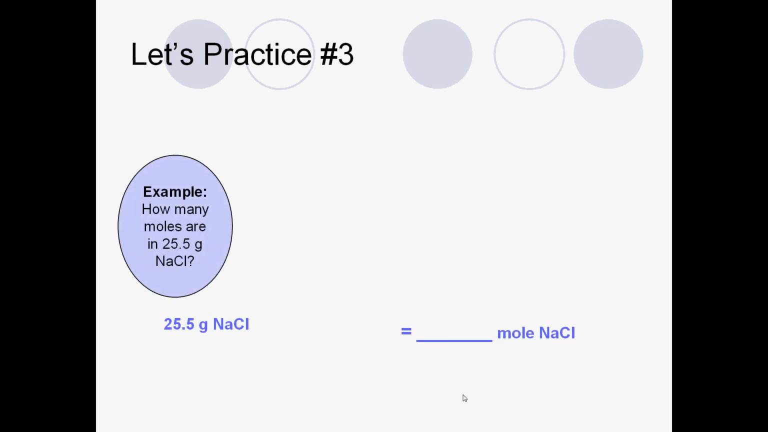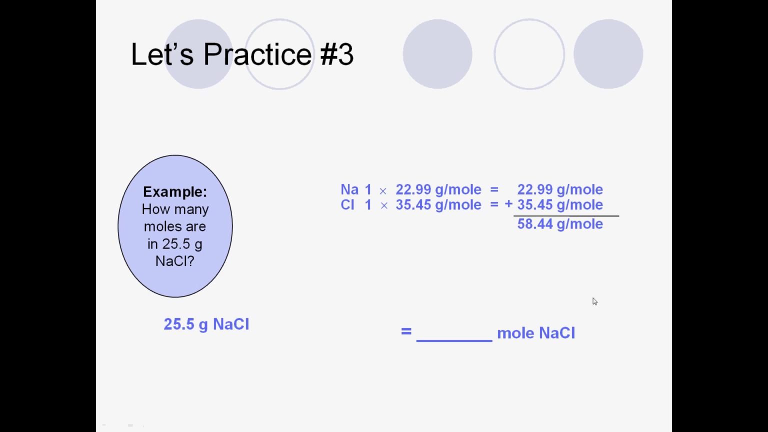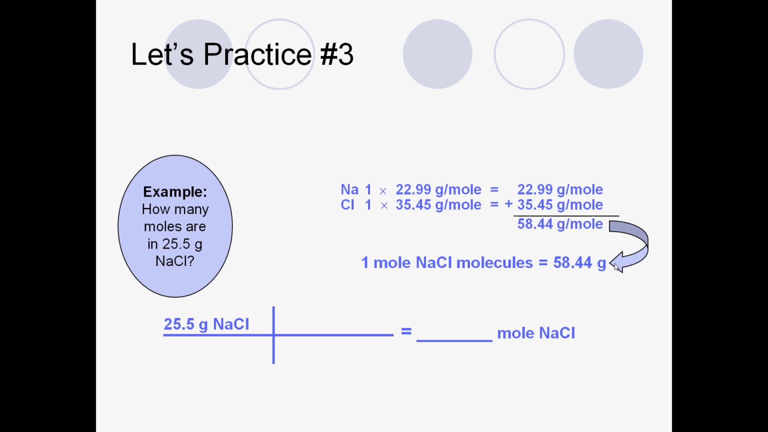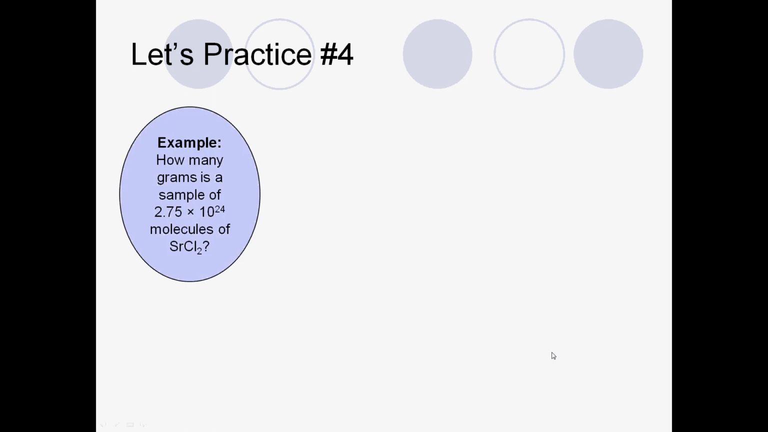So how many moles are in 25.5 grams of NaCl? We add up our mass again. We know that 1 mole is equal to that mass. We put our grams on the bottom, so grams will cancel out. We put our 1 mole on top, and we take 25.5 grams. We multiply it times 1 and divide it by 58.44. We get 0.44. There's 3 significant figures here, 4 here, so this technically should be 0.440 moles of calcium chloride.